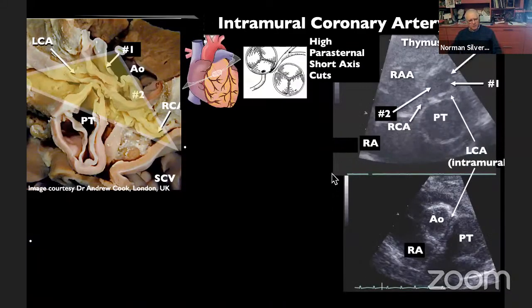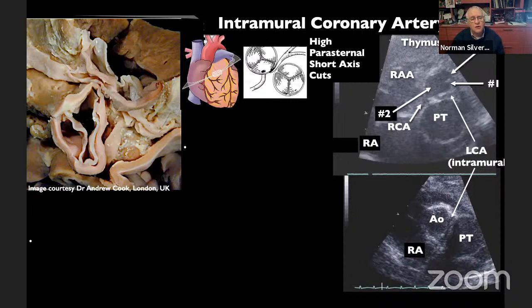This is the big problem, an intramural coronary. Now, the surgeons can obviously recognize this, but it's very nice for the surgeon to go to sleep knowing that the next morning he's going to have to do, or she will have to deal with this. And so here you can see an intramural course here, this coronary artery, the left, and this is courtesy of Dr. Andrew Cook, my friend from London.